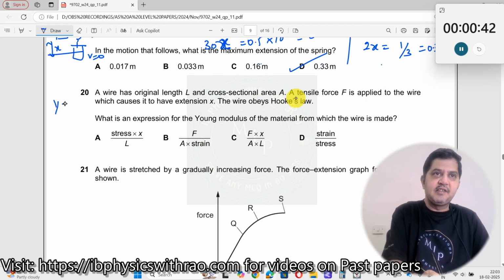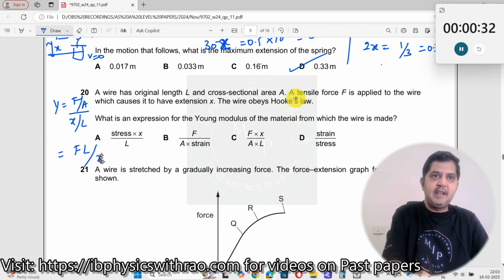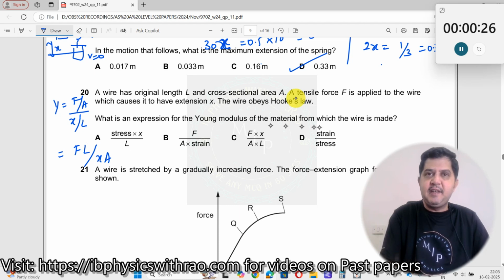Young's modulus is given by force per unit area divided by extension per original length. If I rearrange these terms, what do I get here? I will write FL divided by XA. I can write like this. Now you see, is there any formula like this?